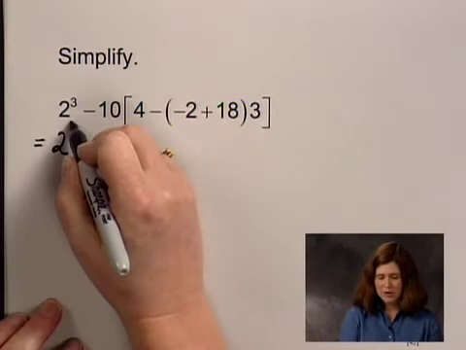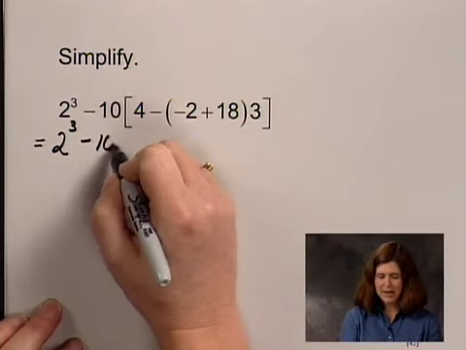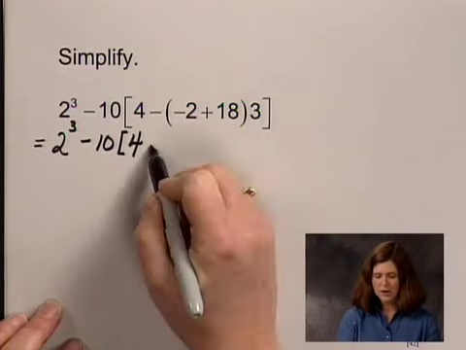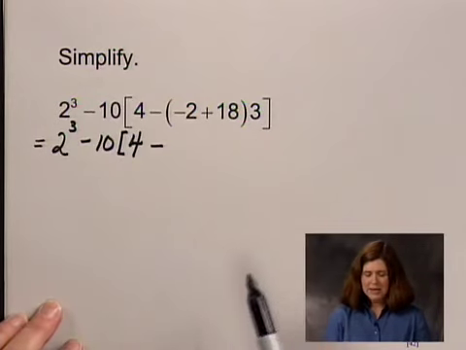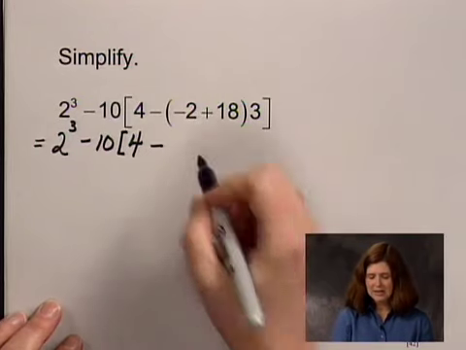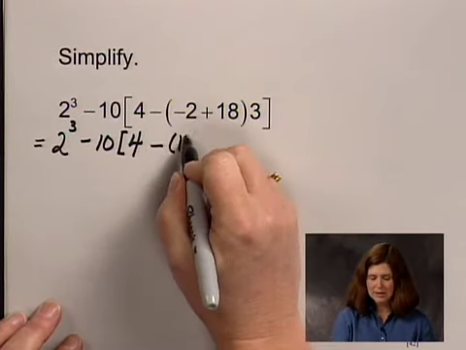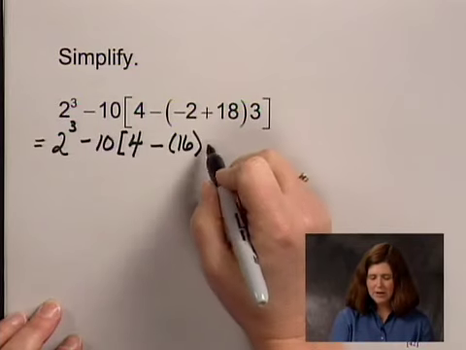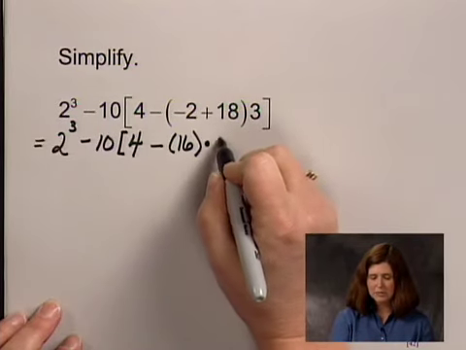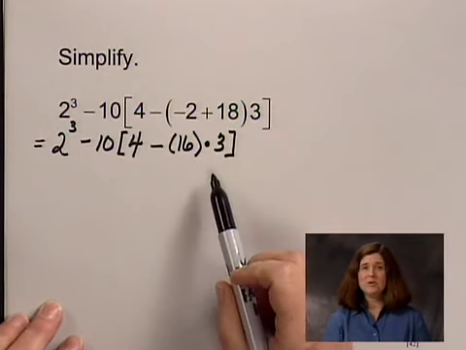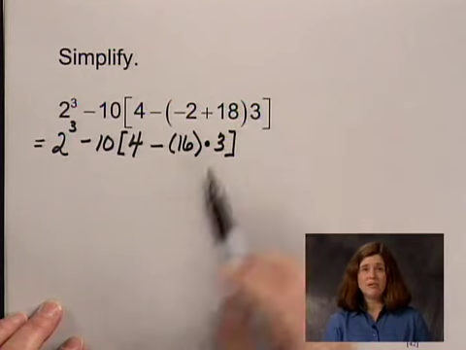So we have 2 cubed minus 10 times the quantity 4 minus. Now I'm going to simplify the negative 2 plus the 18, and that gives me 16. Now this is times 3. I'm actually going to write in the operation times 3, which might be something you might want to do even on a test so that you don't miss that that is an operation of multiplication.